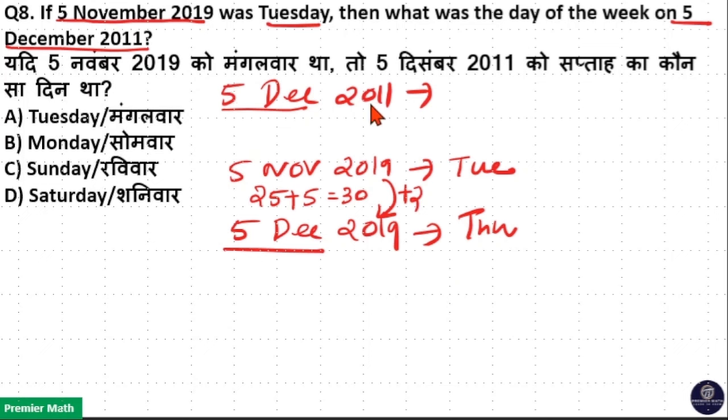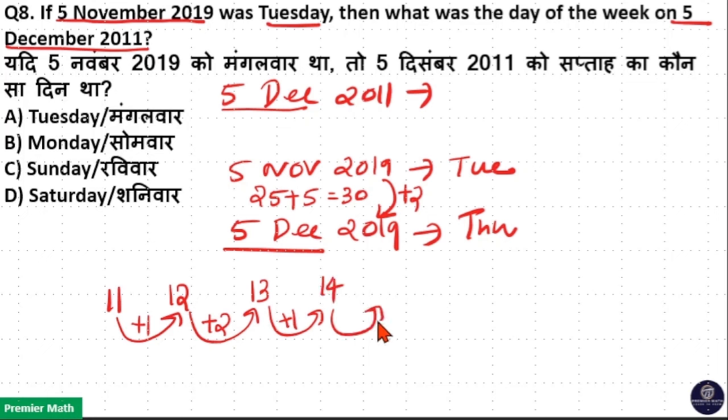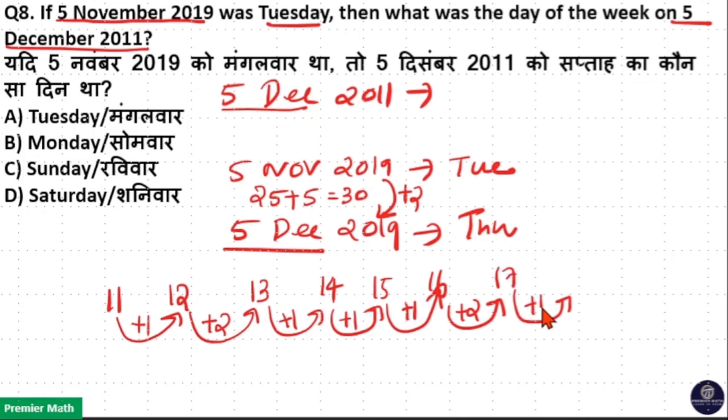Now take the odd days between 2011 and 2019. So 2011 is a non-leap year, so 1 odd day. 365 days means 1 odd day. Now 2012 is a leap year, so 366 days, that is 2 odd days. Now 13 is a non-leap year, 1 odd day. 14 is a non-leap year, 1 odd day. 15 is a non-leap year, 1 odd day, but 16 is a leap year, so 2 odd days. 17 is a non-leap year, 1 odd day. 18 is a non-leap year, 1 odd day.